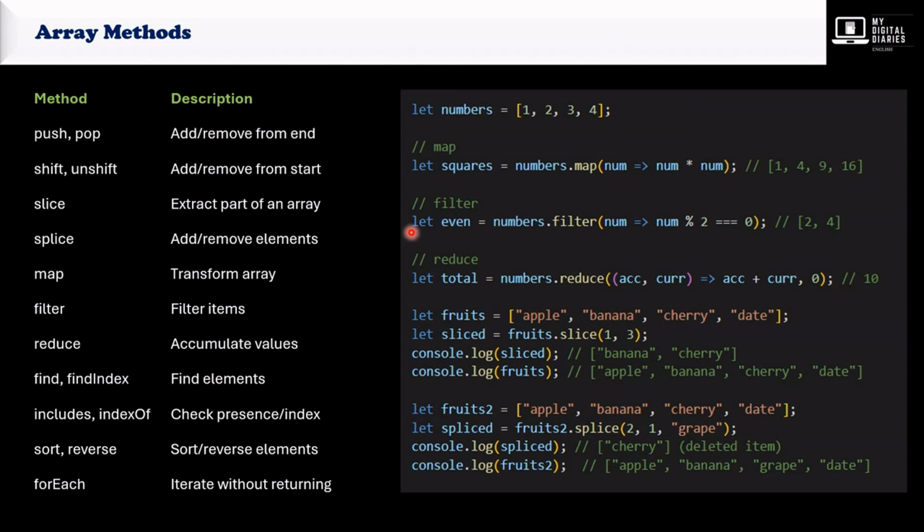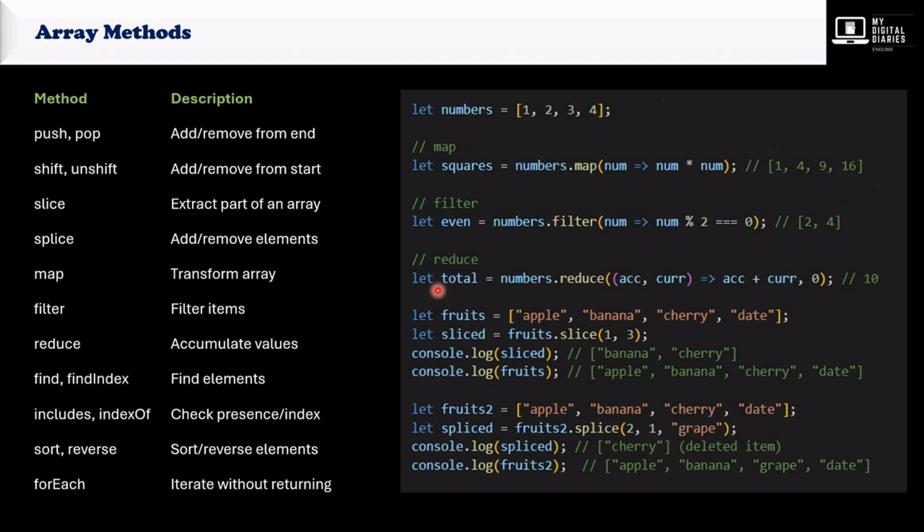So how does filter work? If you see here, numbers dot filter. You will get the values which are divisible by 2. Okay, only those values we will get. So 1, 2, 3, 4. 2 and 4 are divisible by 2, so because of that we will only get the even numbers, 2, 4. So that is how the filter works.